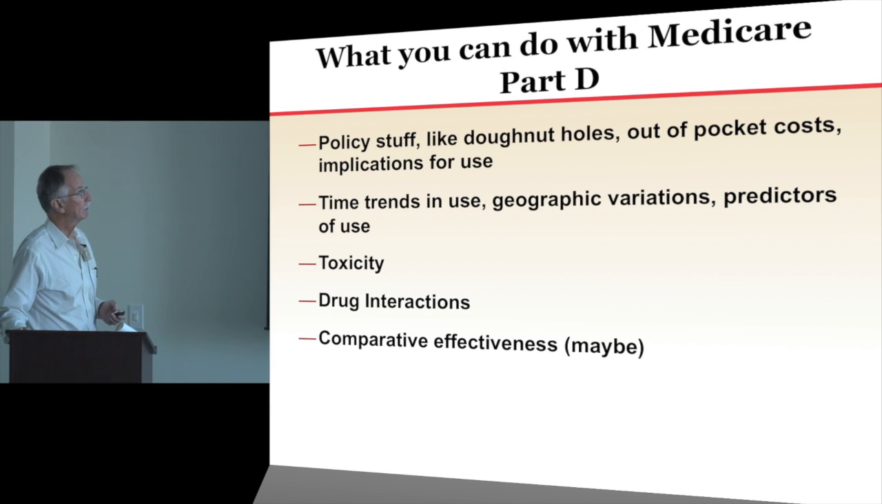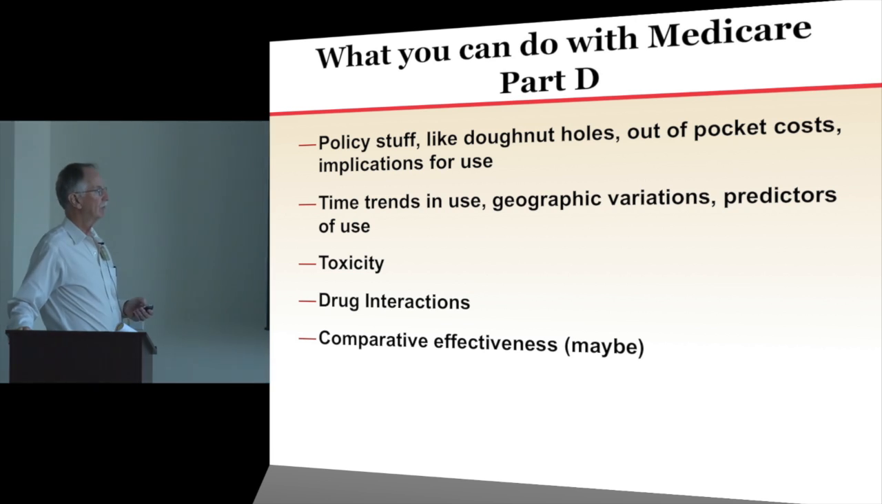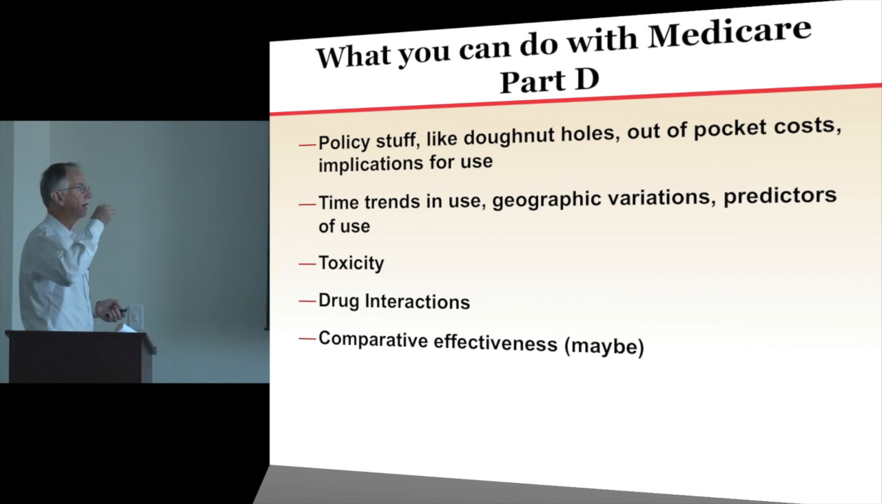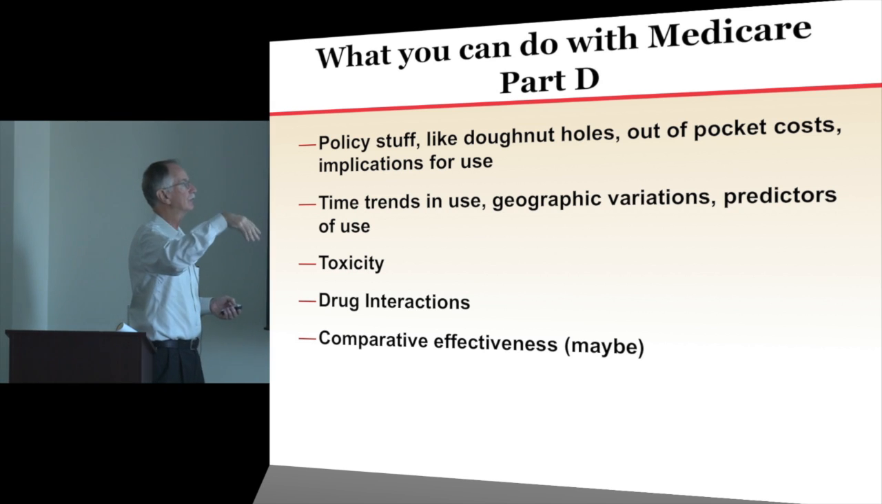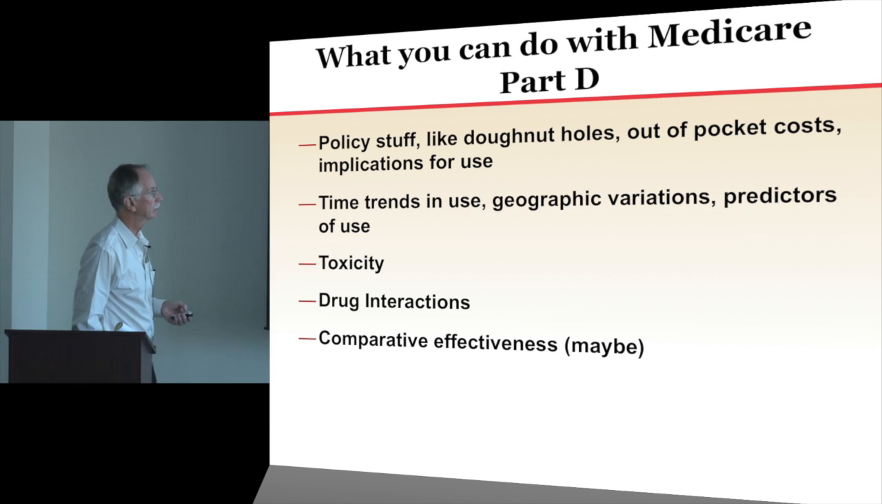So as I talked about, you can do various things. You can do the policy stuff and the impact of donut holes and all that stuff. You can do the stuff that we do all the time with everything, with surgery, with chemo, with everything. You look at time trends, you look at geographic variation, you look at predictors of use.